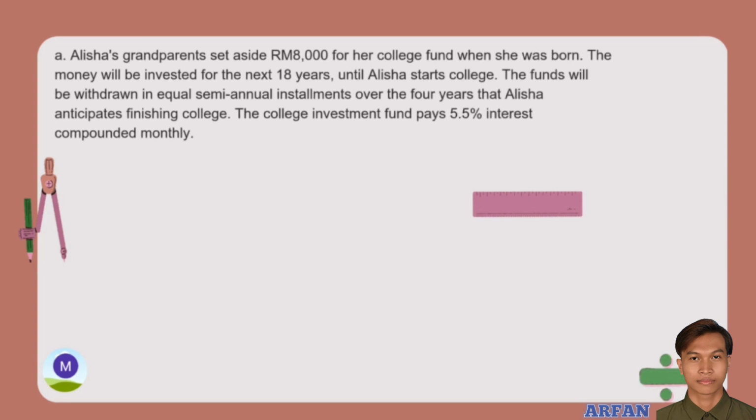Case study 2. The question is, Alicia's grandparents set aside 8,000 for her college fund when she was born. The money will be invested for the next 18 years until Alicia starts college.